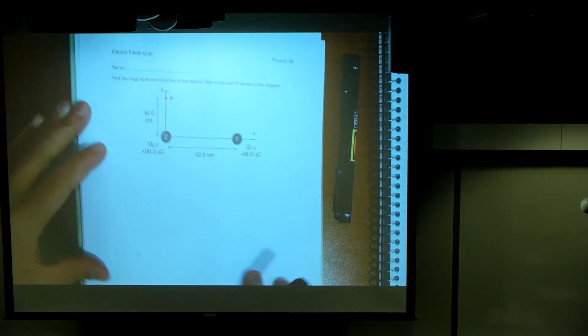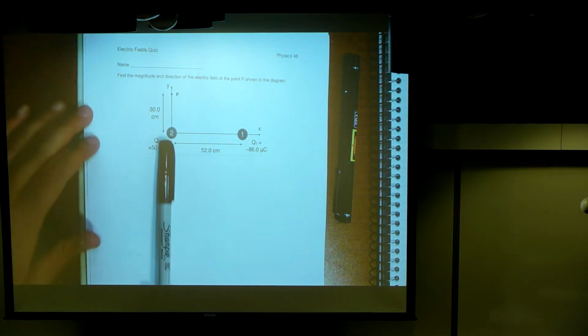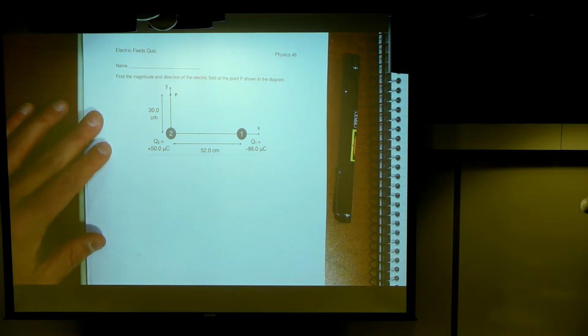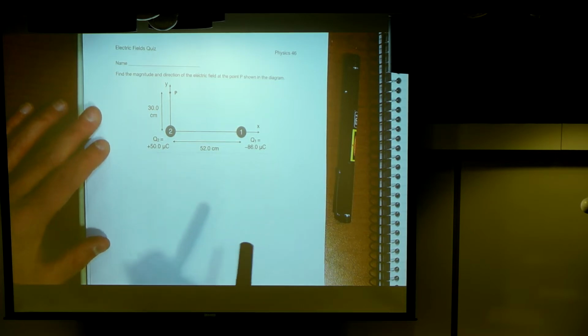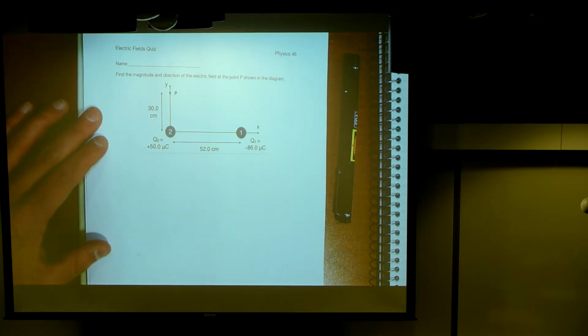Okay, so on the document cam, here's the quiz. The first thing we should do is remember that each one of these is a point charge, and we know that the electric field due to each one of these is given by Coulomb's law. But of course, we also have to remember that electric fields are vectors, so we're essentially adding two different vectors together. It's helpful to actually just put each vector on the page.